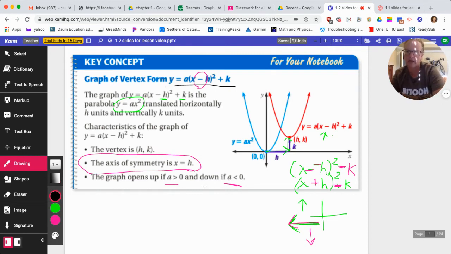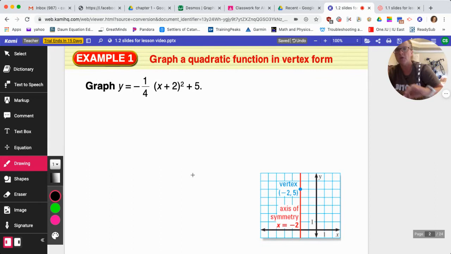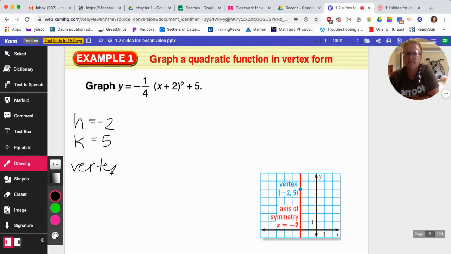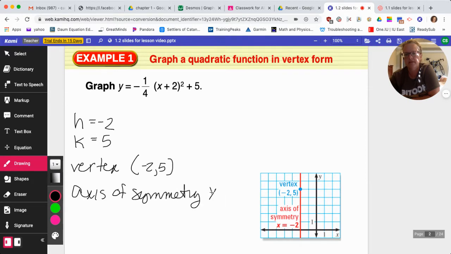All right, my pen back to black and move on. So let's try one. Graph a quadratic function in vertex form. So here we have h is negative 2, k is 5. So my vertex is actually negative 2, 5. And my axis of symmetry is the line x equals negative 2, which you see both of those things right here. Vertex is negative 2, 5, and the axis of symmetry is x equals negative 2. Okay, so we're getting towards graphing it.